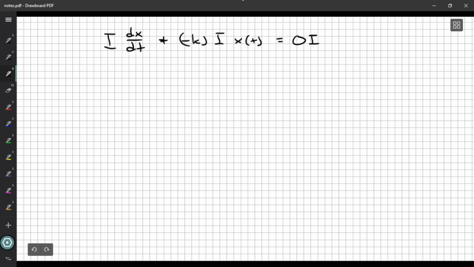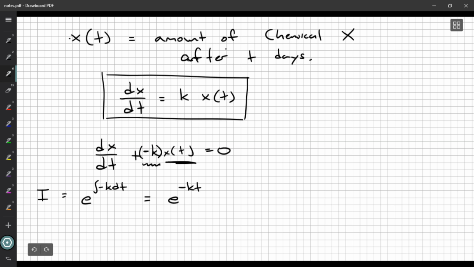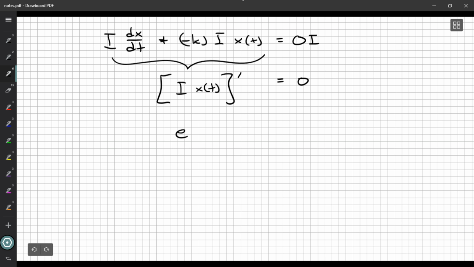Okay. Now 0 times anything is 0, and the nice thing about this is the left-hand side is really just the expanded form, using the product rule, of the derivative of the integrating factor times our function, our mass of chemical X. Okay, so x of t. Now, the integrating factor, what did we just say? It was e to the minus kt. If we integrate both sides, okay, we can start to solve and isolate for x of t.